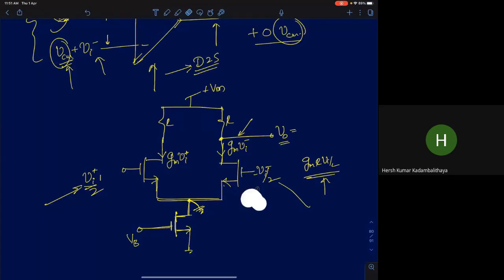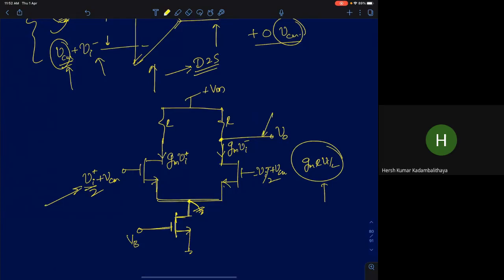So why can't I just use this as a differential to single-ended converter? This output is a single-ended output, and I'm getting an output which is proportional to this. Can I use this as a single-ended output? Is there a problem with this? If I apply a common mode input, VCM, will any common mode appear at this output? Will a common mode appear at the output?